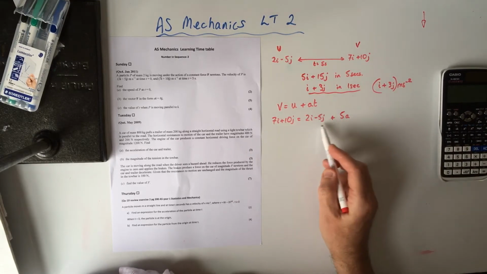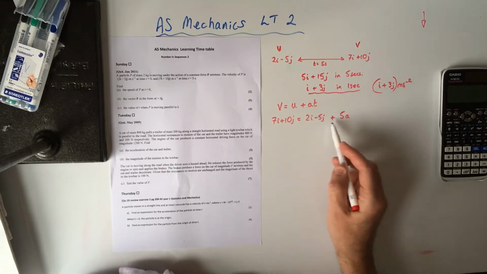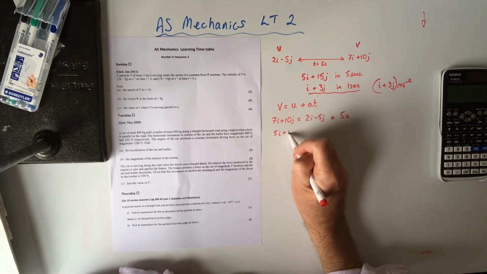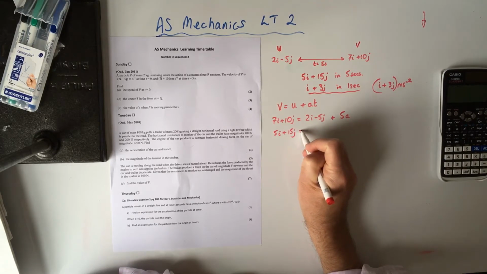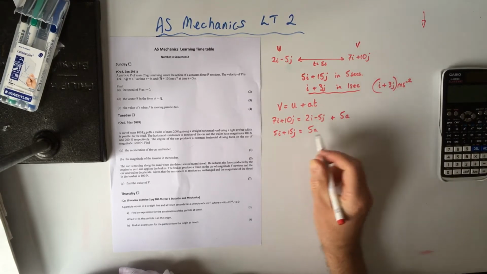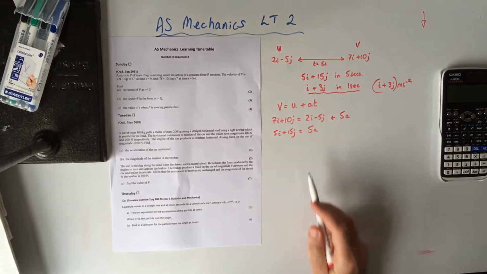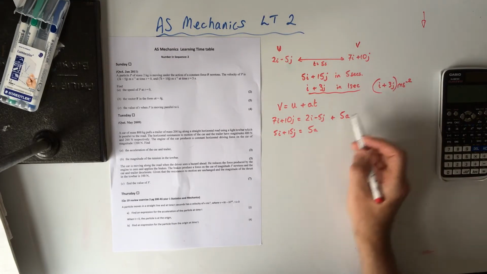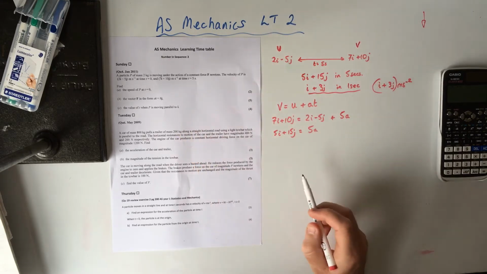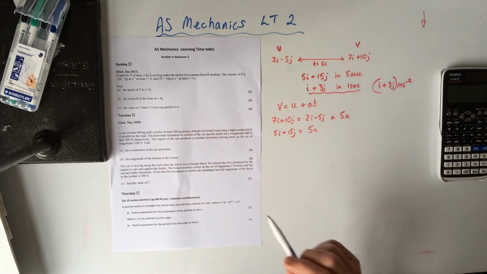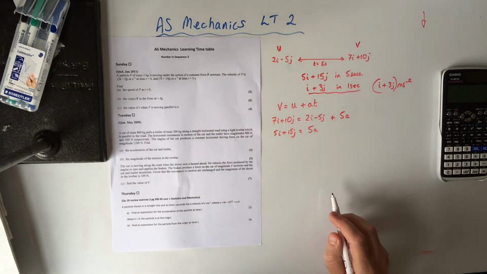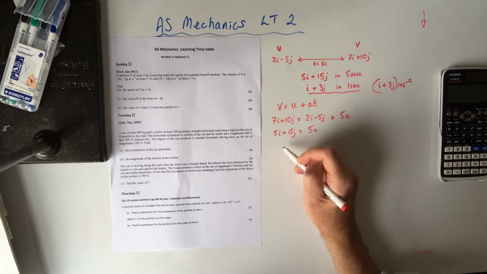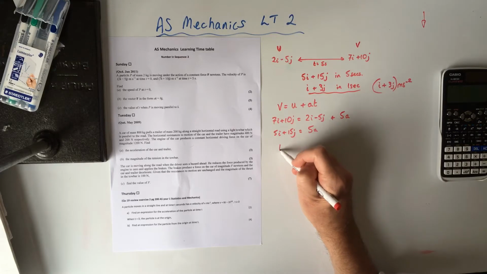Then if we take 2i minus 5j off both sides, of course, we get that 5i plus 15j is equal to 5a, and divide both sides by 5. And it gives us this. So that's the first one. The vector F in the form of ai plus bj. Okay, so you simply know that F equals ma.